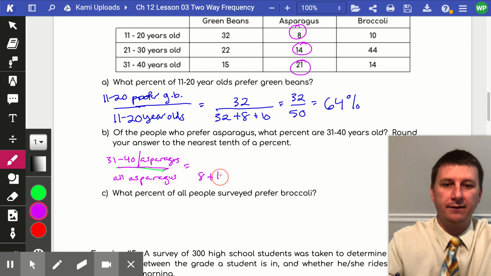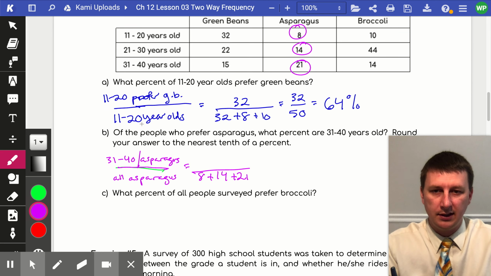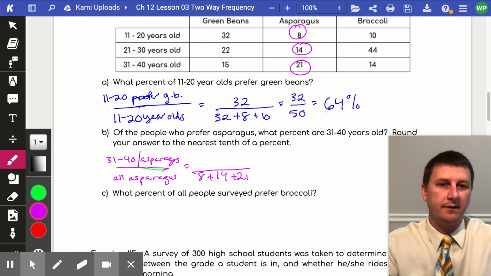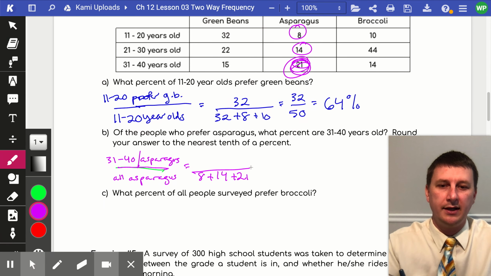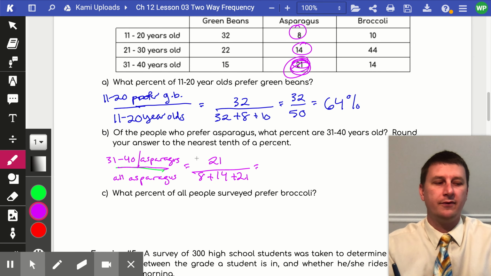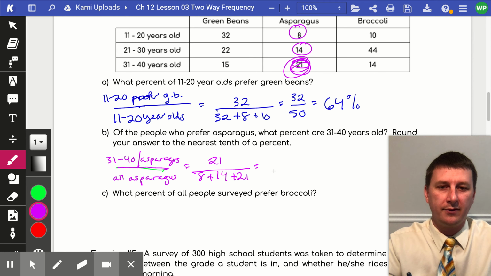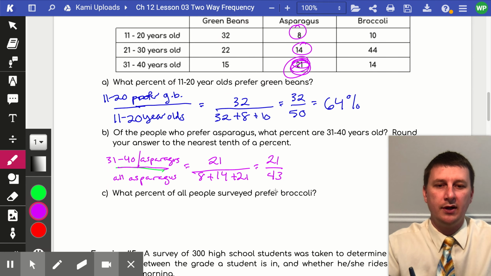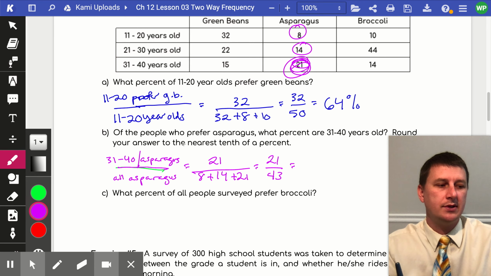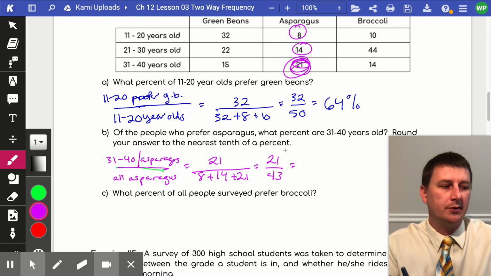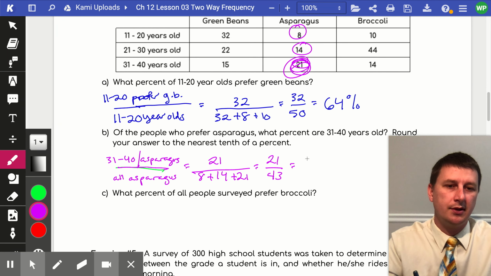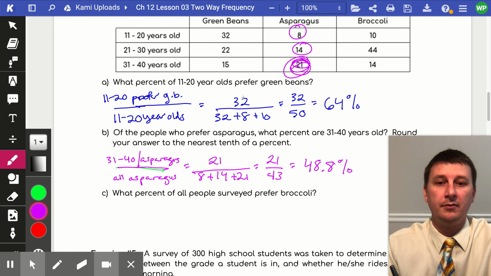So we're going to do 8 plus 14 plus 21. And up in the numerator, it's going to be the number of people that are 31 to 40 years old, this number 21 right here. So we're going to have 21 over 8 plus 14 plus 21. Adding up the denominator, we get 43 total people. We're going to be dividing 21 by 43, but again, it's a percent, and it wants us to round our percent to the nearest tenth of a percent. So we'll do 21 divided by 43 times 100, and we would get 48.8% of people that prefer asparagus are 31 to 40 years old.